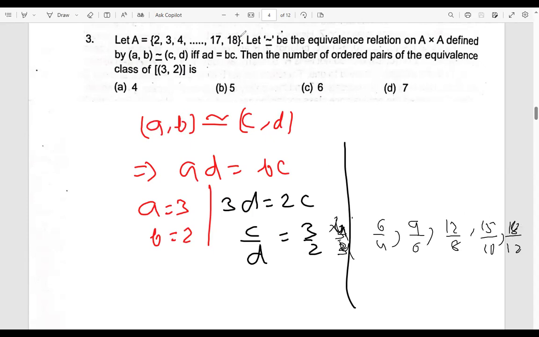We have to stop because the highest number is 18 here. So we conclude 1, 2, 3, 4, 5. And counting this as well, we can say there are altogether 6 ordered pairs present in the equivalence class of (3, 2), because we have to include this also.